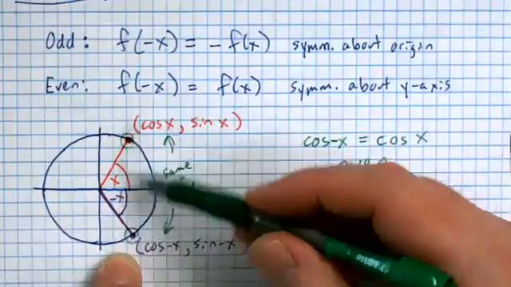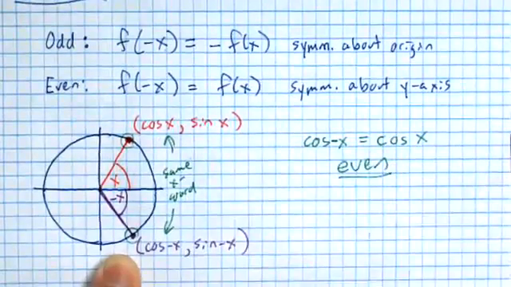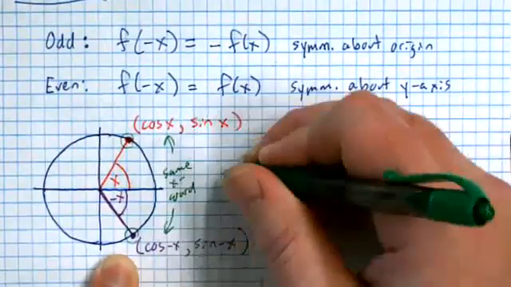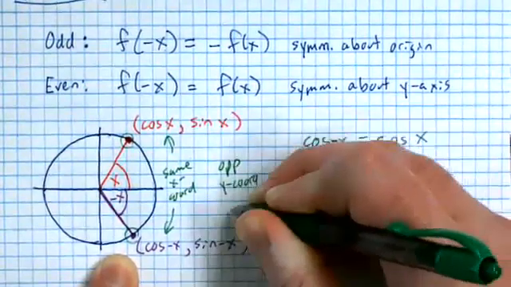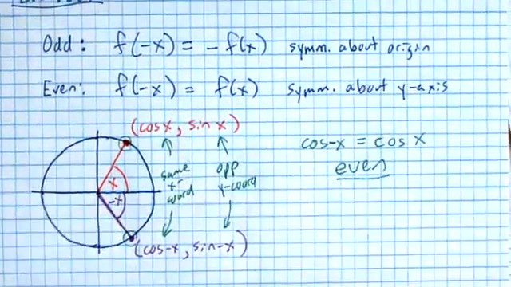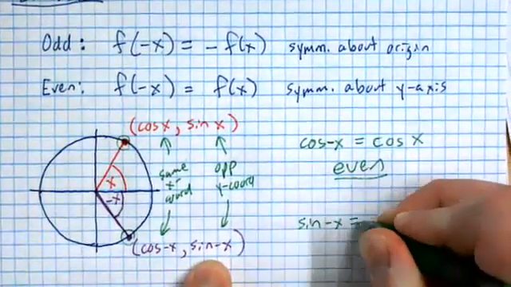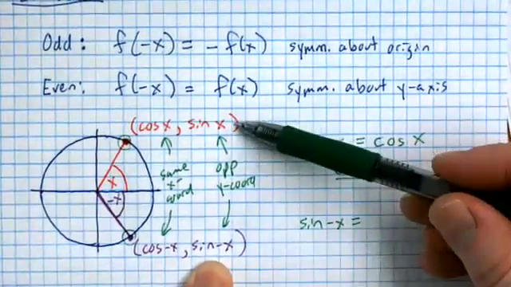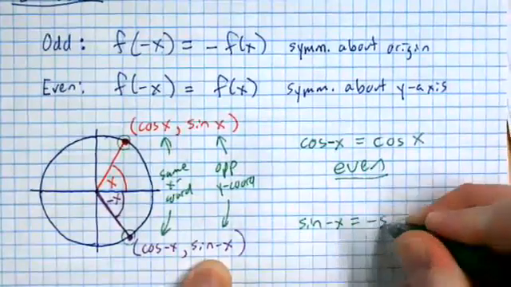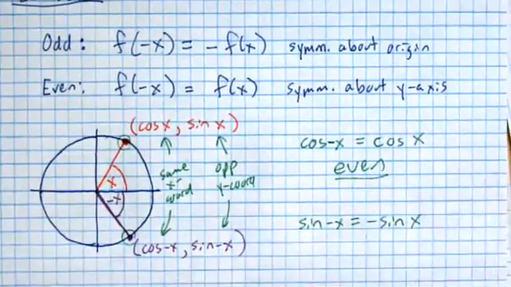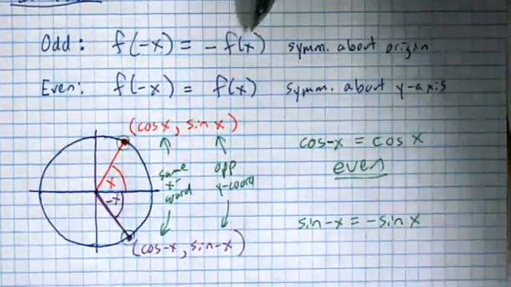Think back on our two points here. What's the relationship between the y coordinates of these two points? Are they the same? No, they're opposites, right? So they're opposite y coordinates. So the sine of negative x is not the same as the original sine of x, is it? It's the opposite. It's the negative of sine of x, which makes it odd. That's the definition of odd. If I put a negative x in and I get the opposite of the original, that's an odd function.